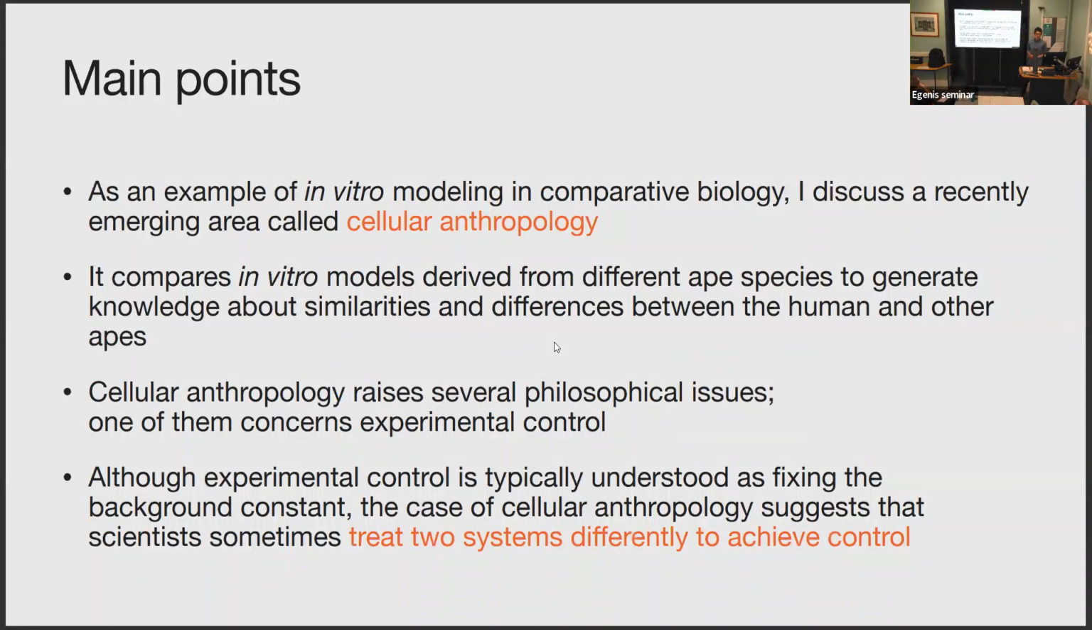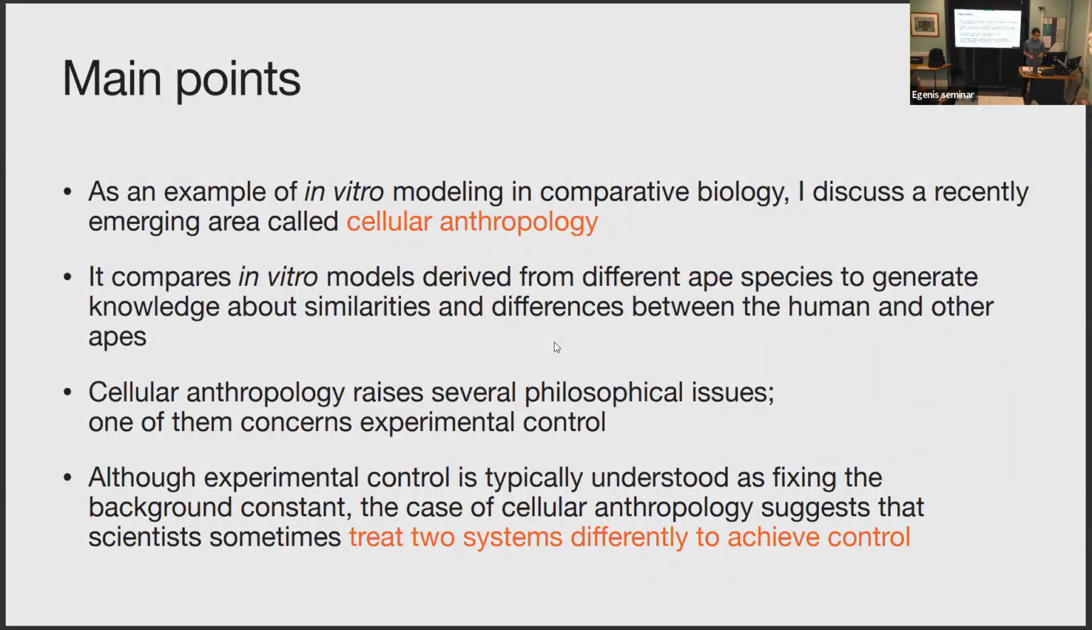And here are the main points of my presentation today. As an example of in vitro modeling in comparative biology, I discuss a recently emerging area called cellular anthropology. I will explain shortly what this area is. This area, cellular anthropology, compares in vitro models derived from different ape species to generate knowledge about similarities and differences between the human and other apes, or I would say the similarities and differences among different ape species, but especially between human and other apes.